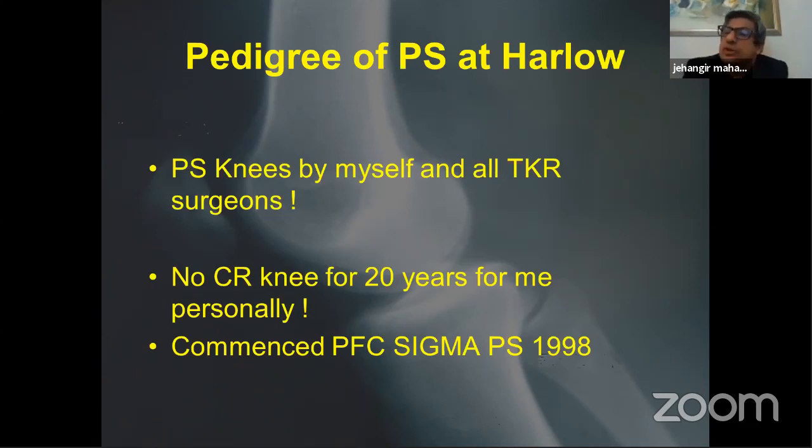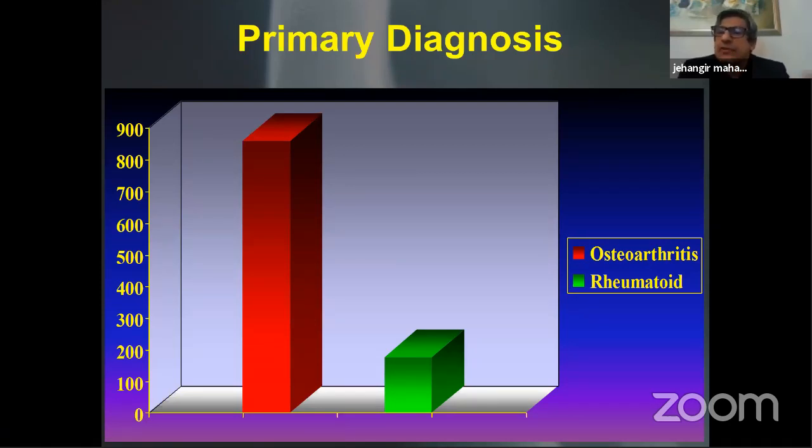It's not that we've not used CR, and I'm very grateful that Professor showed how CR can be used, but I'm just telling you all the knees were PS. We just wanted to know how they would do in the long term. Personally, I've not done a CR knee for 20 years, not even one. I commenced PFC Sigma in 1998, and we'll talk about Attune if we have time in the discussion, but I just want to stick to what I'm doing. The diagnosis, as Nilain and Rajesh said, will be osteoarthritis or rheumatoid arthritis, but because I'm using PS knees all the time, I use it for all my knees.